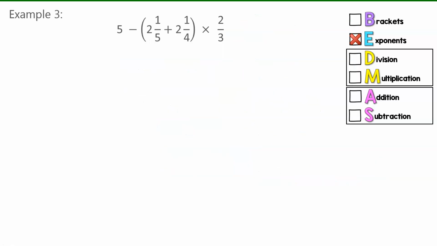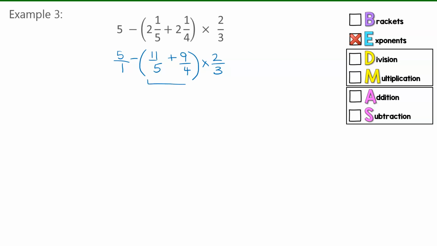Example number 3. Before I begin this question, I see some numbers here that are whole numbers or mixed numbers that need to be changed into fractions first. So I'm going to go ahead and do that. So 5 will be rewritten as 5 over 1 minus 2 1/5 becomes 11 over 5 plus 2 1/4 becomes 9 over 4 times 2 over 3.